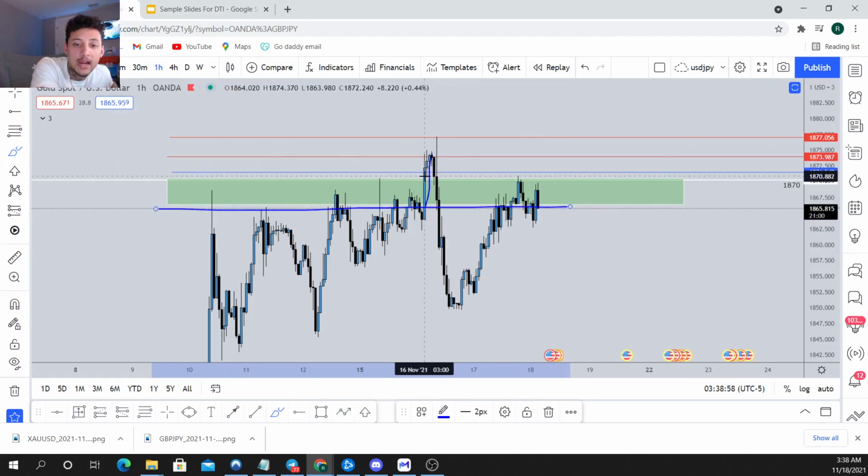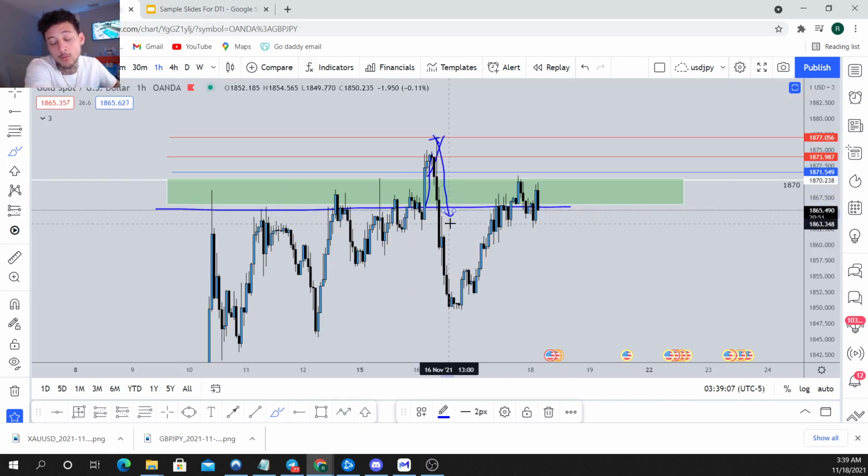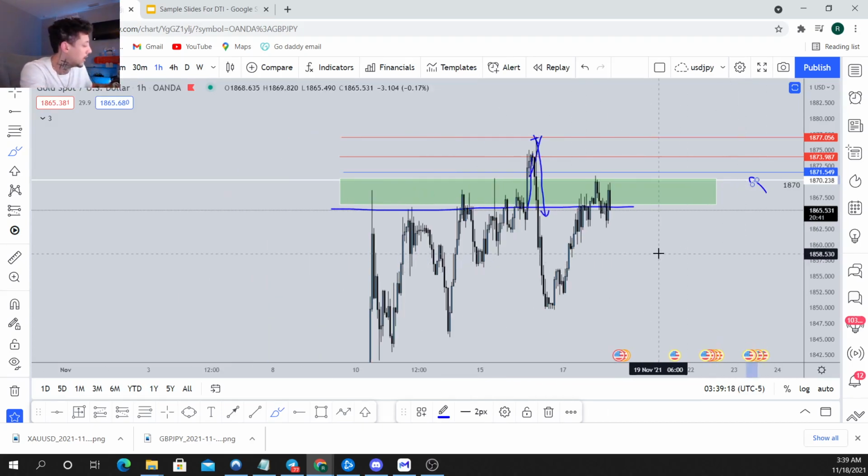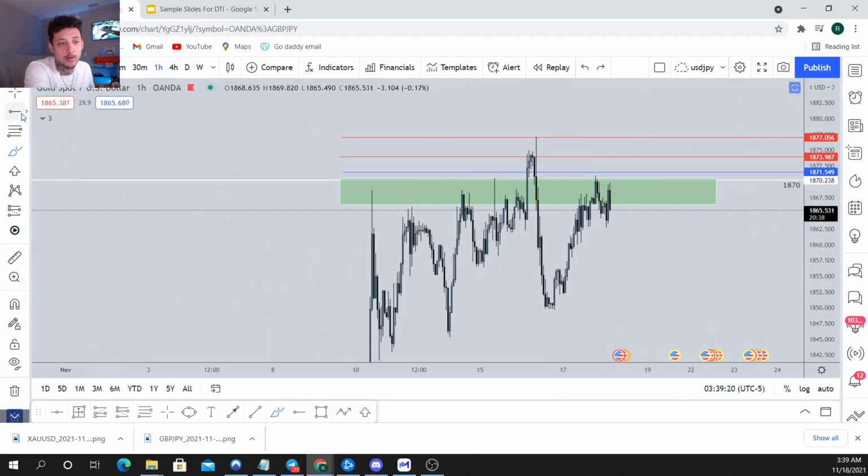Look what happened right after the market makers took out a bunch of sell orders. It came right back down, to where the sell would have played out, also stopping out the people who bought up here. And price continued to go lower and lower and lower. So that's one example of a stop hunt.